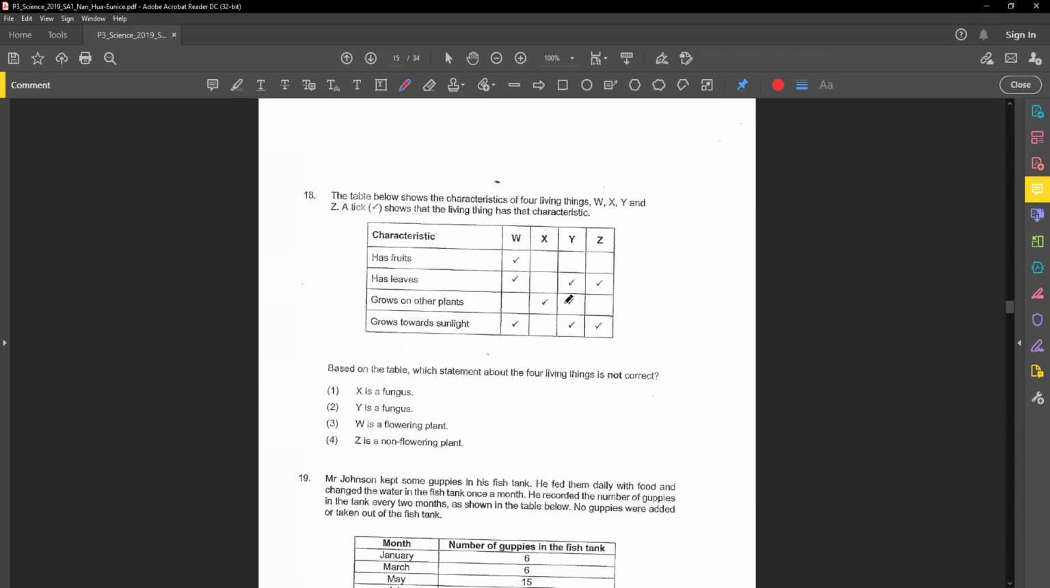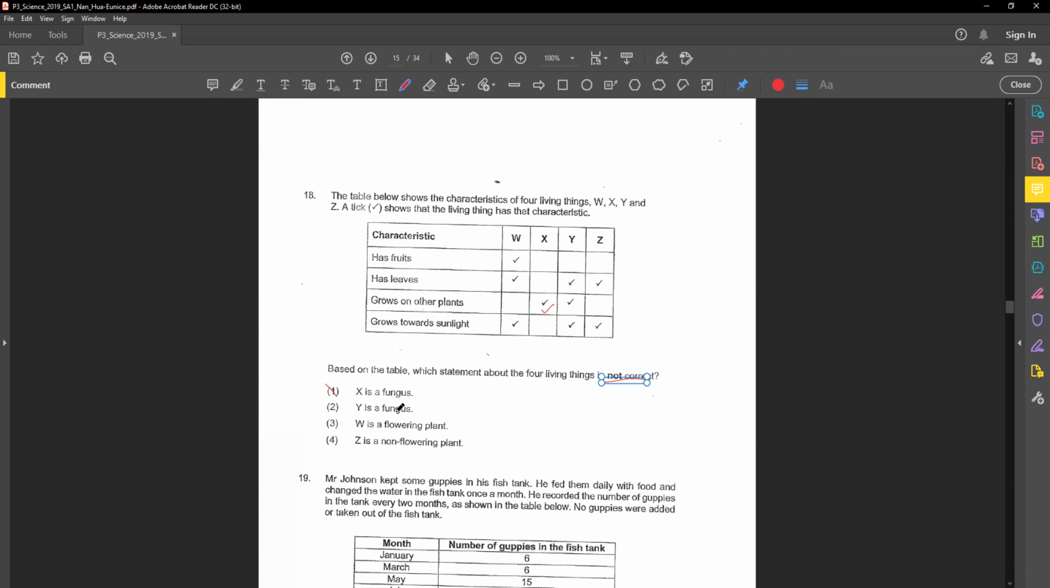Question 18 wants you to find the incorrect statement. So let us go down the list and check against the table. Option 1 says that X is a fungus. And looking at the table, you can see that it says X grows on other plants. This statement is correct because we know that fungus grows on plants or animals to obtain food. So option 1 is wrong because we are looking for the incorrect statement.